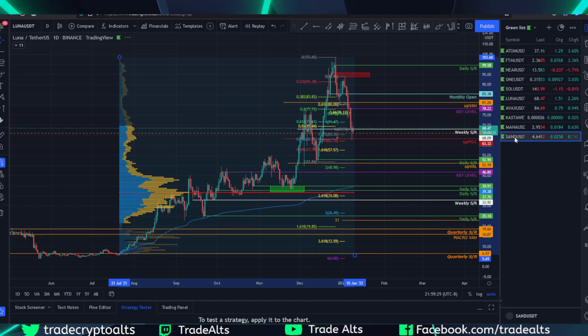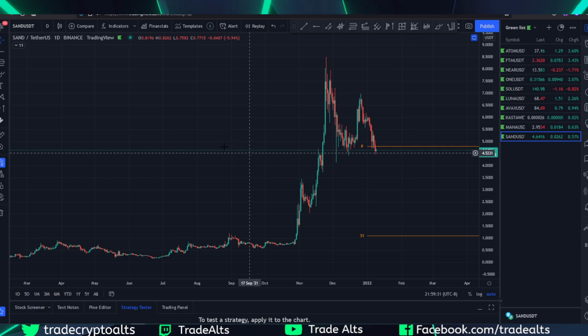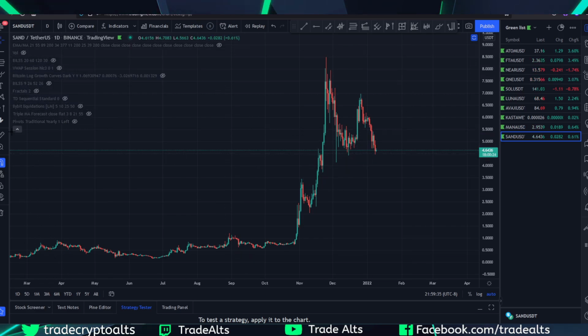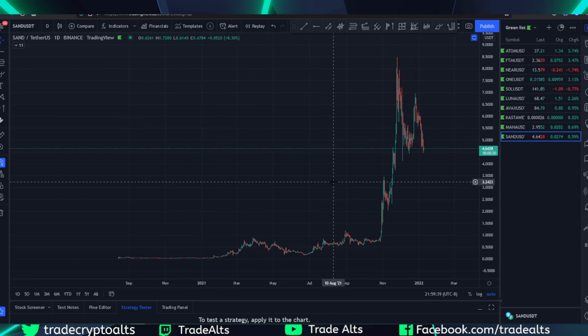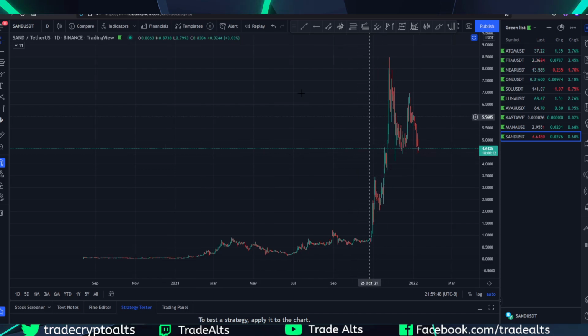So let's do sand. Oh, let me get rid of this pivot. What happened to my levels? Let me take a sip of water and figure this out. Well, I guess my levels got deleted, which is okay.